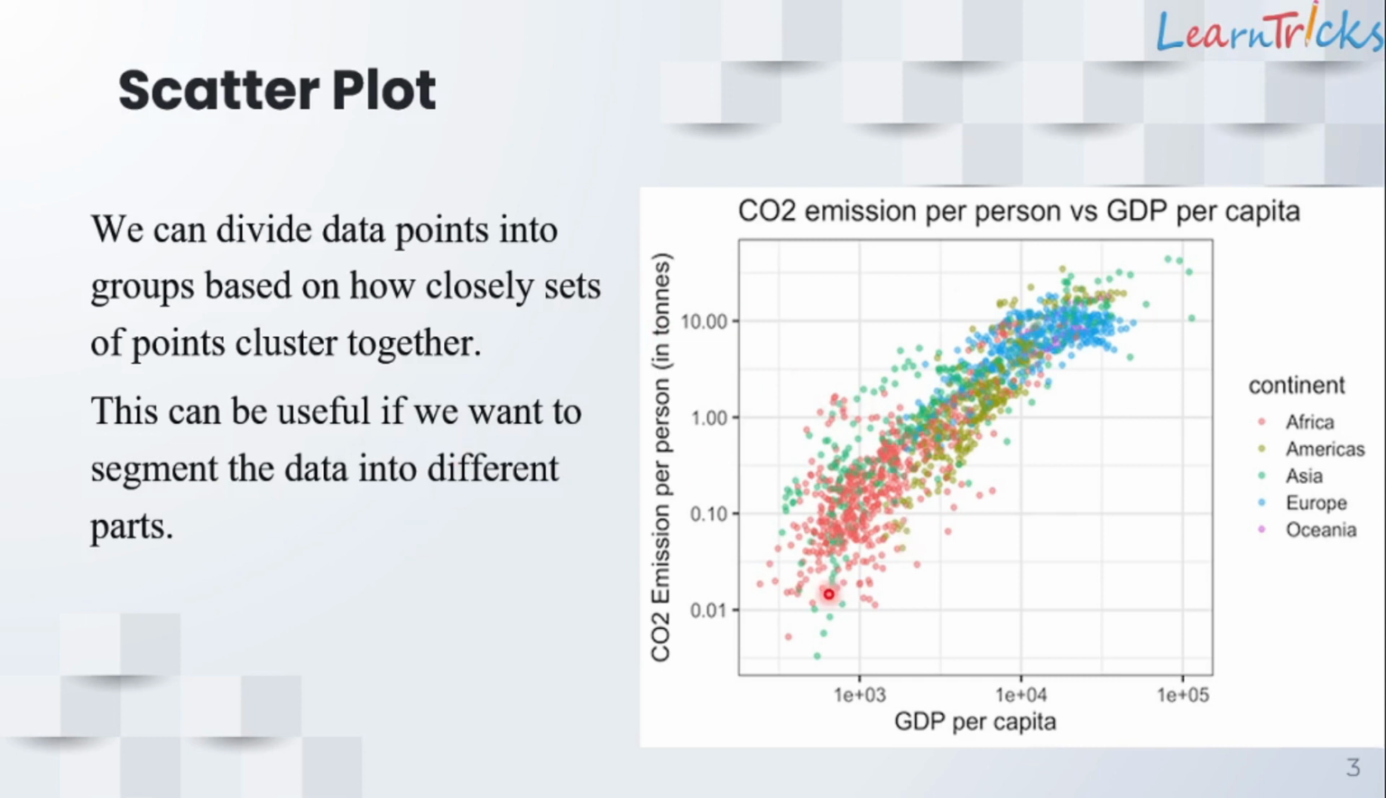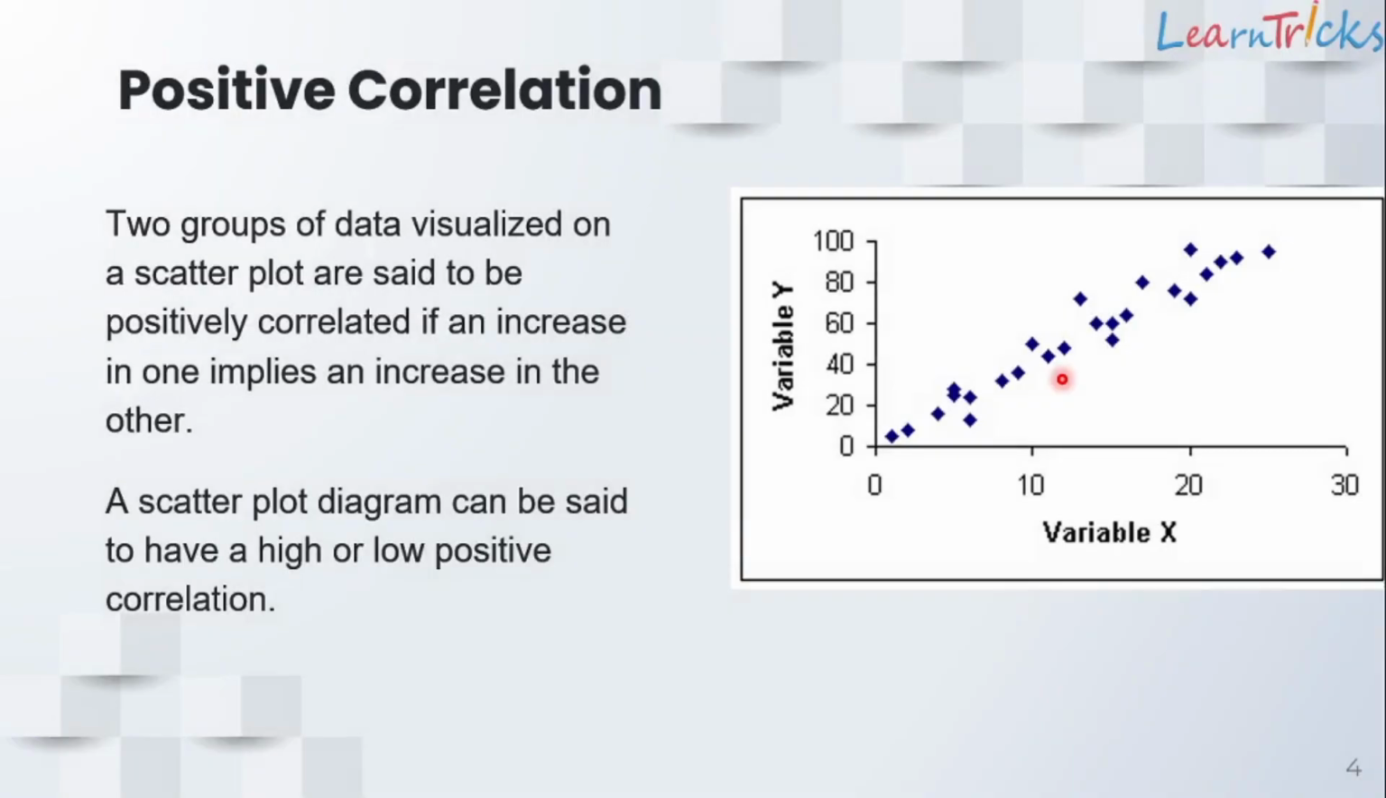So by using a scatter plot we can find the clusters, that is, we can make clusters. Sometimes by gathering or combining the points which are plotted together we can make clusters, as well as find the relationship between x and y variables. So the next type or subtype of scatter plot is positive correlation.